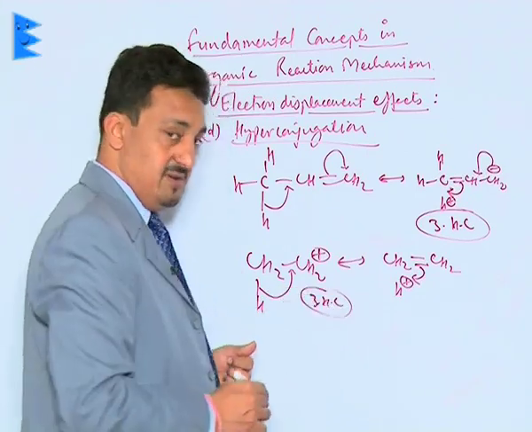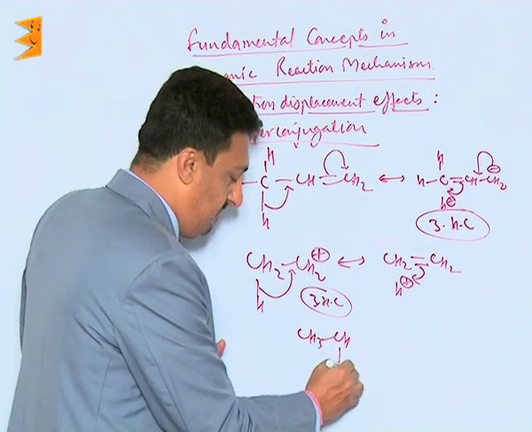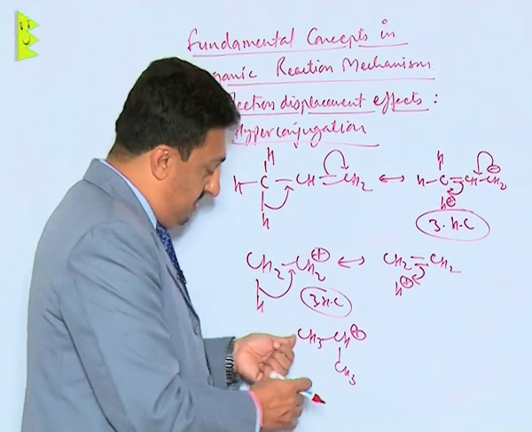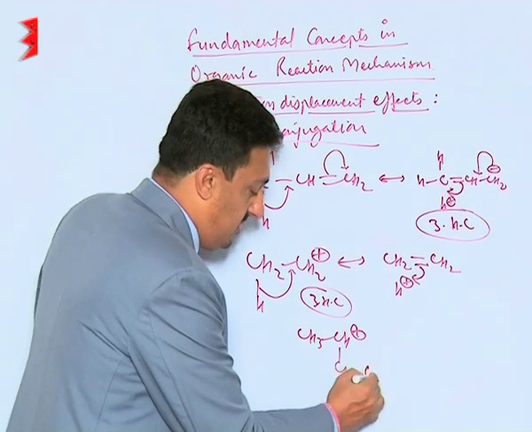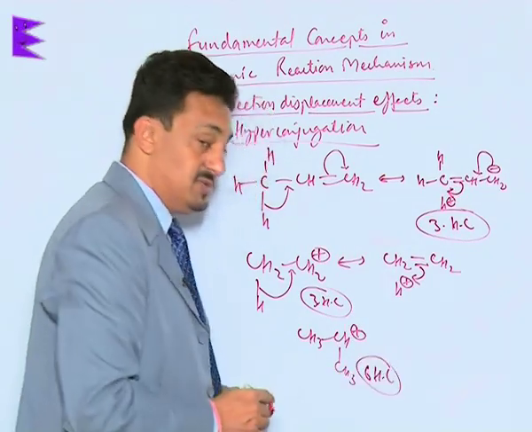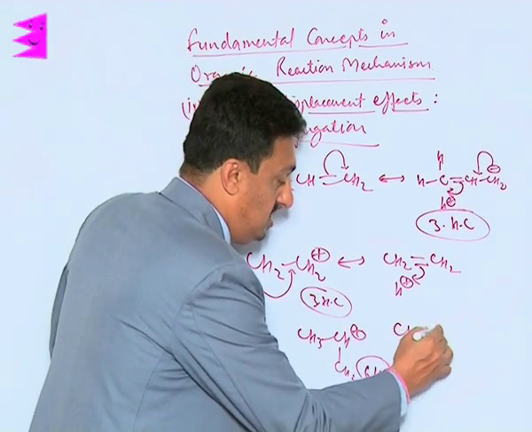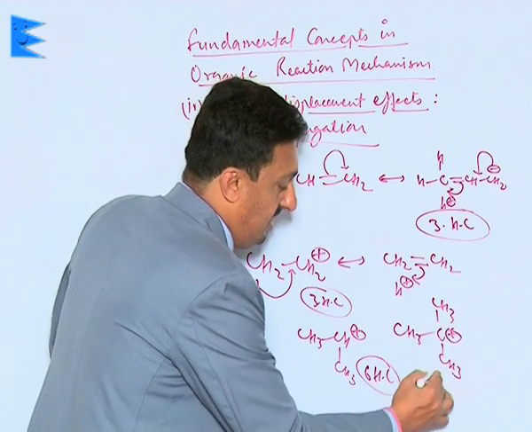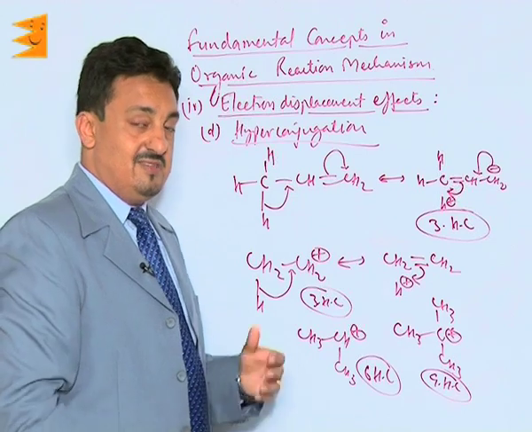3 hyperconjugating structures. And that is the reason this secondary carbocation becomes much more stable than the primary carbocation. Why? Because this will be having 3 hyperconjugating structures from this methyl and 3 from this. That is what the total becomes, 6 hyperconjugating structures. And that is again the reason which makes this tertiary carbocation the most stable. The reason being this will be having 9 hyperconjugating structures.